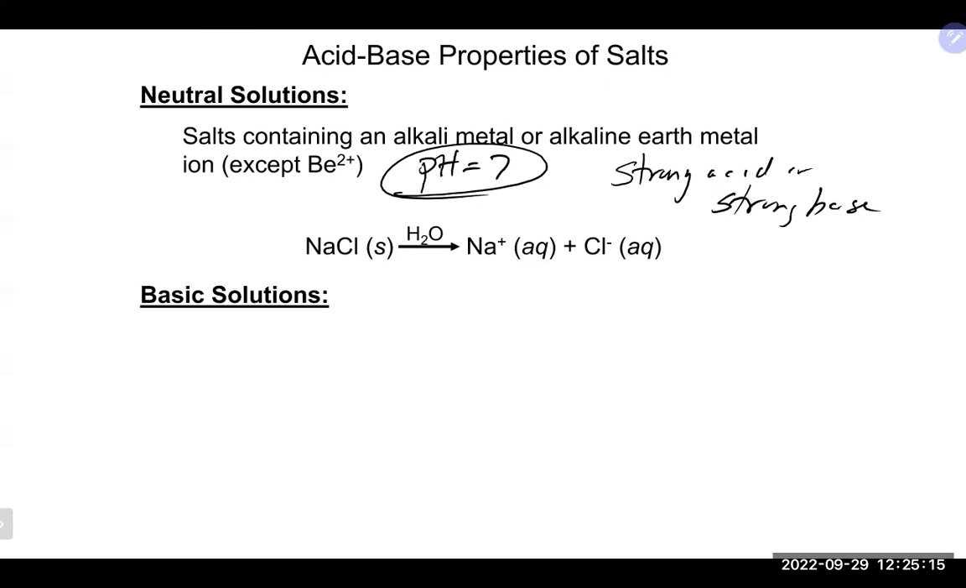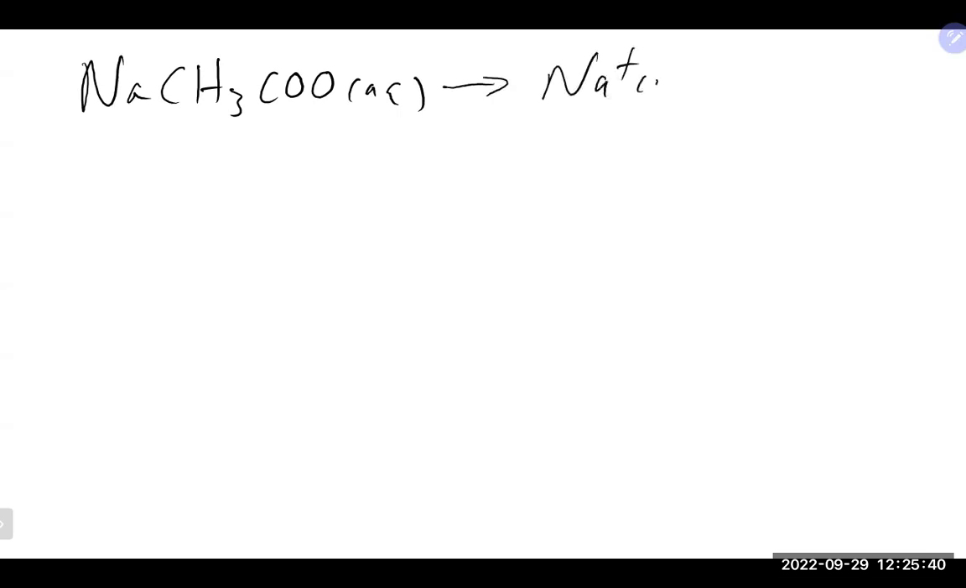So anything that comes from a strong acid and a strong base should yield a neutral salt, and you should get a pH of 7. Now, there are some salts that will be basic. So let's take a look at one. Let's take a look at sodium acetate, which basically breaks apart into a sodium ion and an acetate ion.